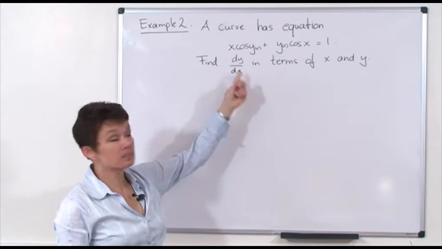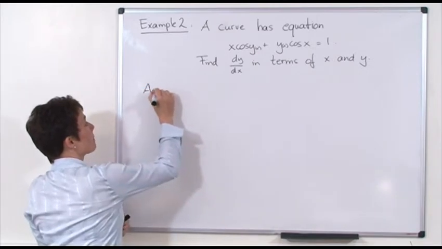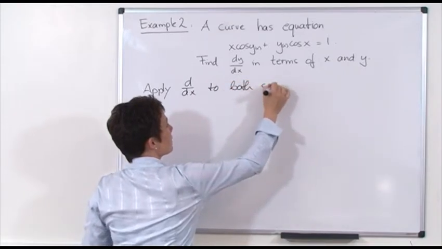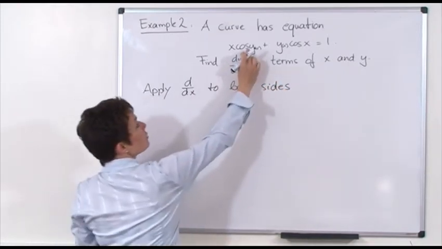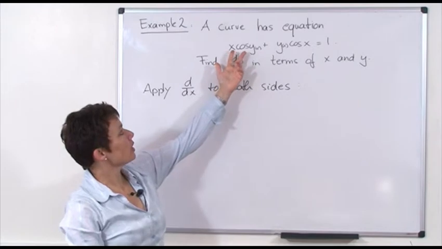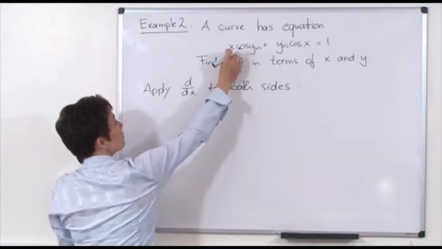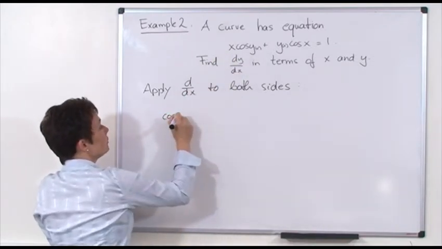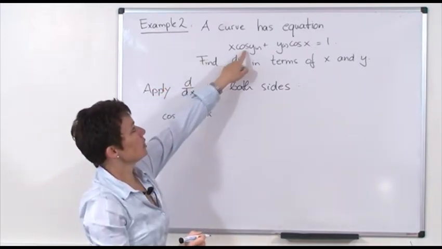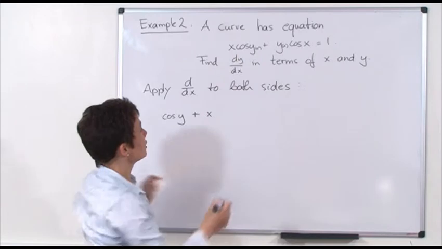So to find dy by dx, we'll apply implicit differentiation here to both sides of the equation. That means we apply d by dx to both sides. And as before, we treat y as a function in x in both places. So the first term here is a product of two functions, x and cos y, so we need to apply the product rule. So we differentiate x, that's 1, leave the cos y alone. For the second term, we leave x and differentiate cos y, where we need the chain rule, since it's a composition of two functions.